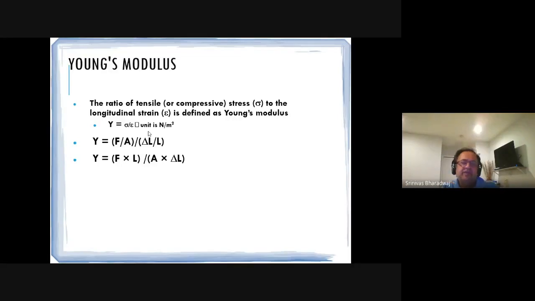So sigma over epsilon is called Young's modulus. F by A is the stress, delta L by L is the strain. So sigma is F by A, delta L by L is epsilon. So sigma over epsilon is Y.